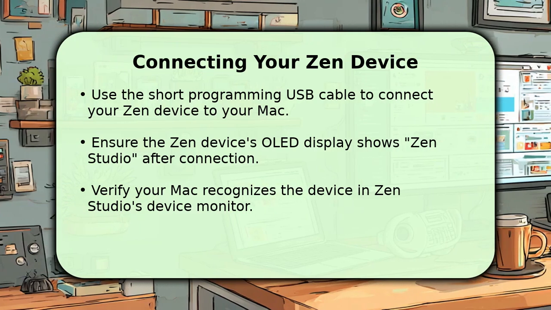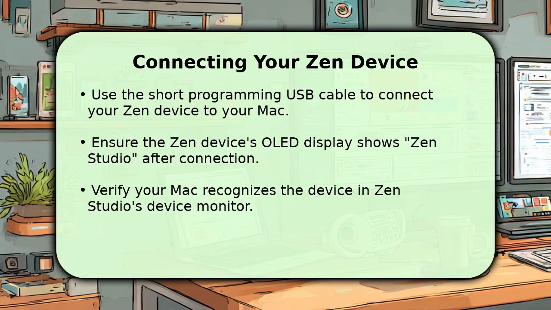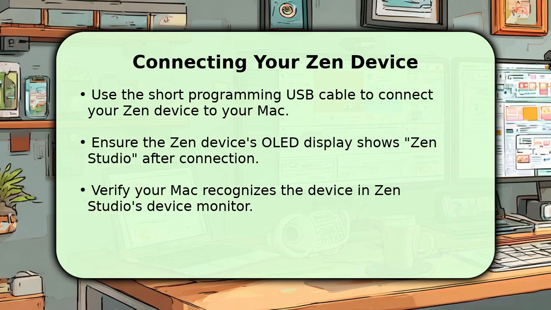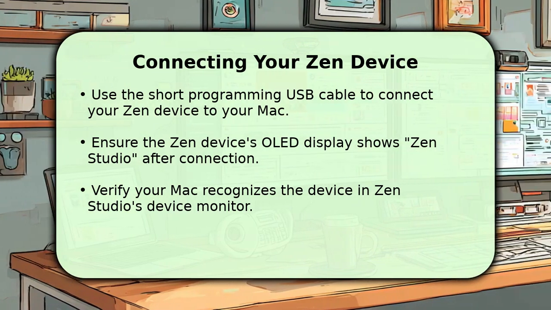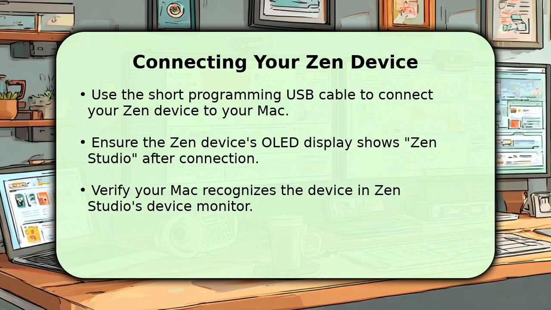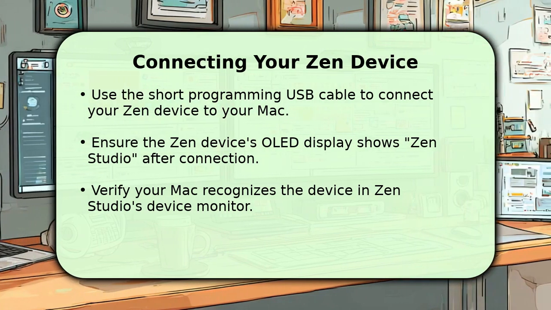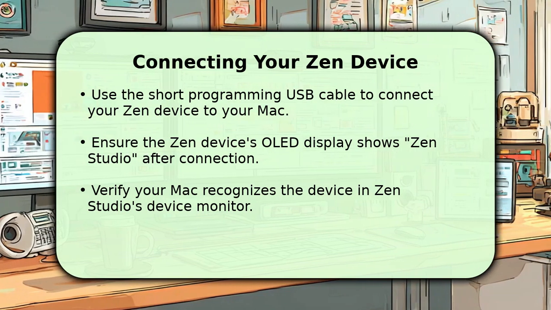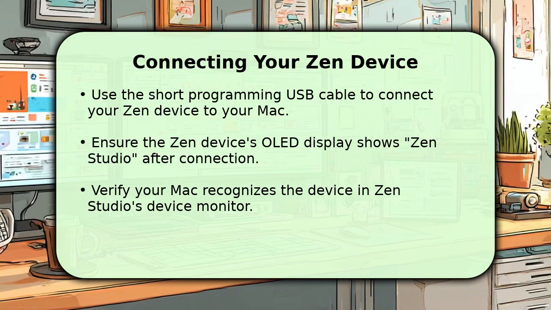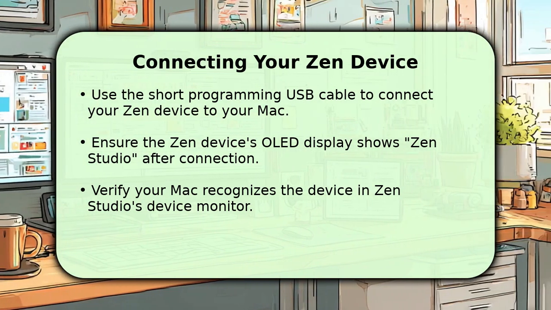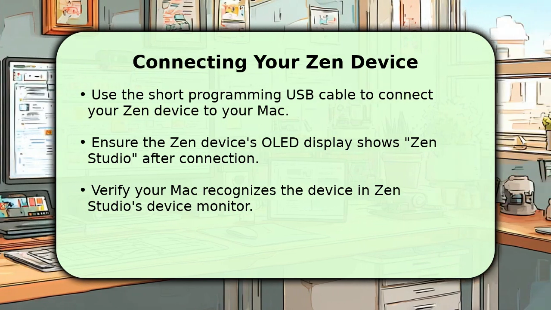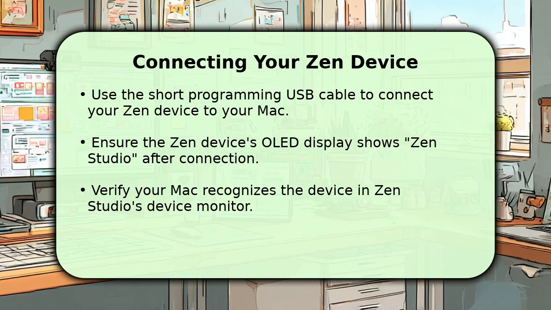Next, connect your Zen device to your Mac using the short, provided micro USB programming cable. Plug the small end into the Zen's rear port and the standard USB end into an available port on your Mac. The Zen device's display should then show Zen Studio, confirming a successful connection. Within the Zen Studio application, you will also see the device status update, indicating it is ready for use.